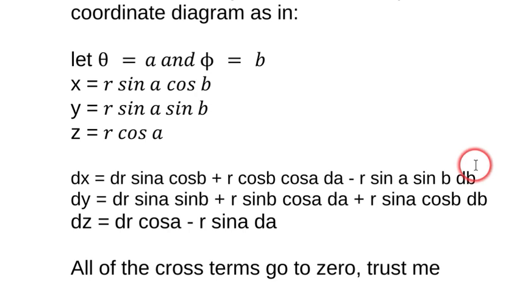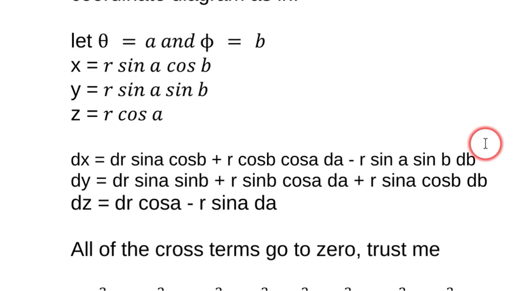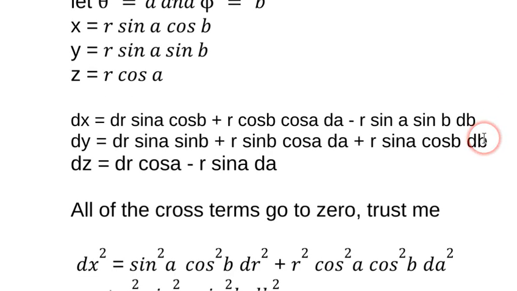Now, all of these cross terms go to zero. You've got to trust me on this. It is an absolute mess. You can sit down with pen and paper and prove it yourself, but they all go to zero. So what I'm going to do is just square each one of these inside here. The cross terms like dr with dA, dr with dB, and dA with dB, they all go to zero. I swear they do, because I know the answer.